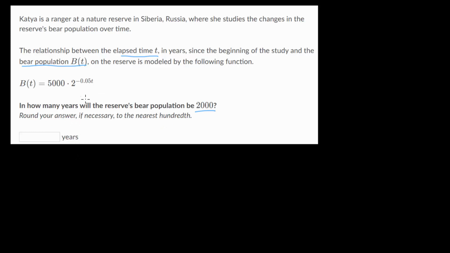So like all of these problems, we want to start by defining what the variables represent. So we need b of t and we need t. And t, like our previous example problems, will be time. And again, we're looking at a unit of years. And b of t in this case is the bear population. So b for bears. And the unit for this is just the number of bears.